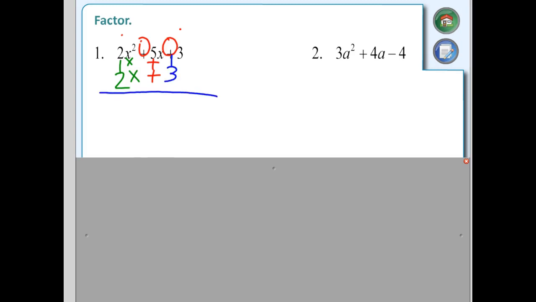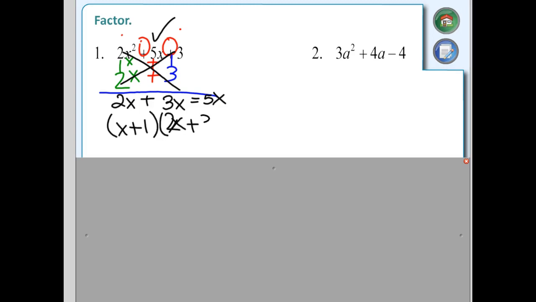Now, here's the beauty. Let's X box and see if we've got the right setup. So we've got 1x times 3 is 3x. 1 times 2x is 2x. Remember, we're adding them up. We get 5x. Remember, X factor helps me check the middle. So I checked the middle. I got the right linear term. So my answer here would be x plus 1, 2x plus 3. Now, knowing that we're going to X factor, knowing that we're going to cross multiply when we check our middle, that also helps us with placement.